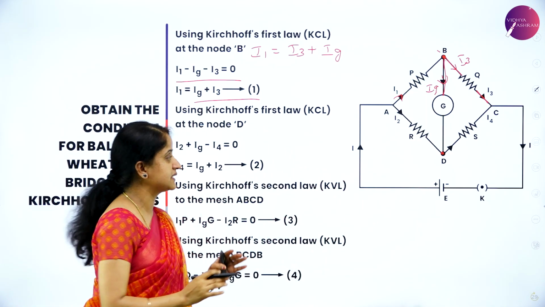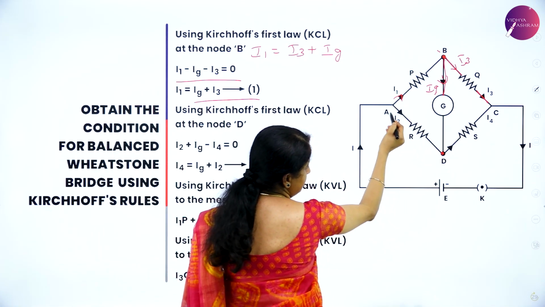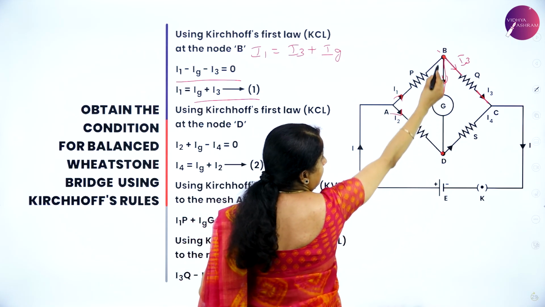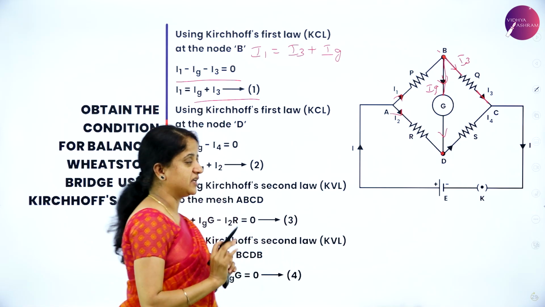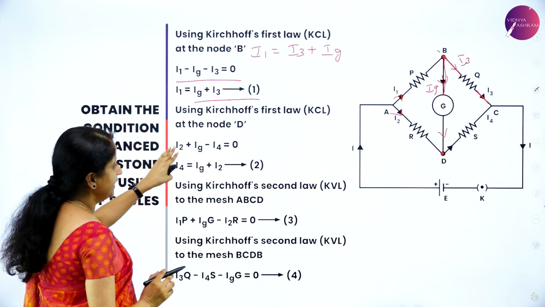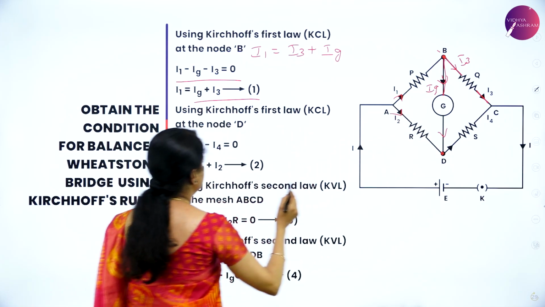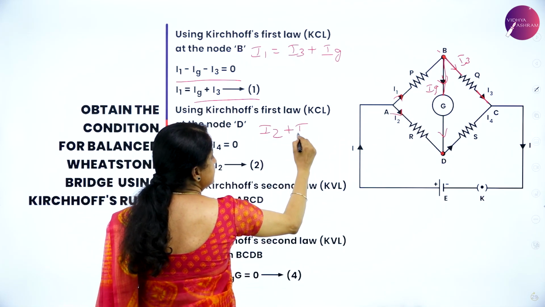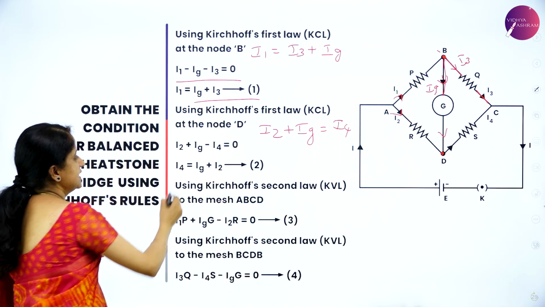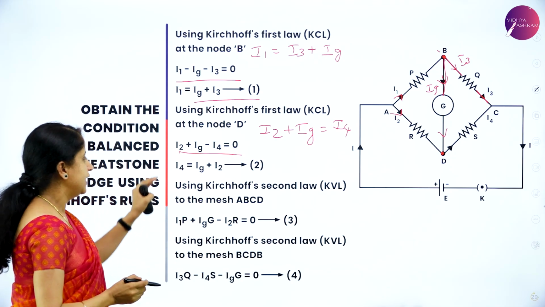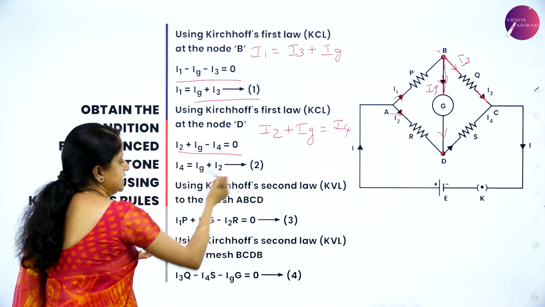Because the galvanometer is connected across these 2 points. Now at this node, you can observe I2 is the current entering, IG is again the current entering, and I4 is the current leaving. So our expression will be I2 plus IG, because these two are the currents entering, which is equal to I4. Or this can be written as I2 plus IG minus I4 is equal to 0, and our second equation is I4 is equal to I2 plus IG.